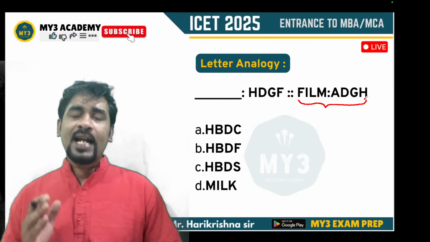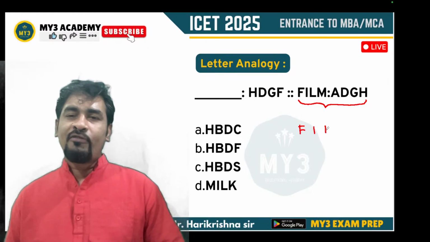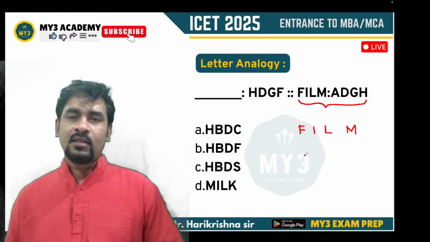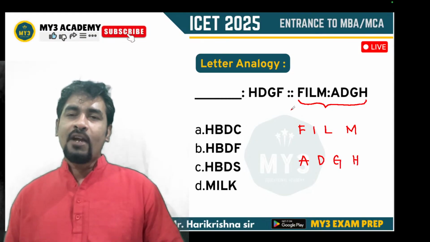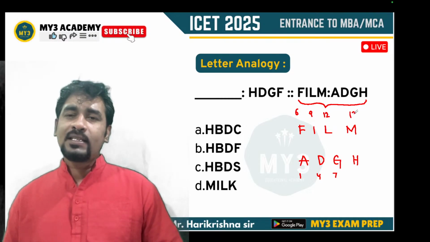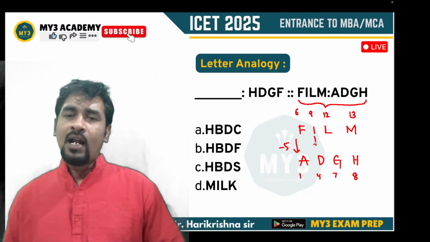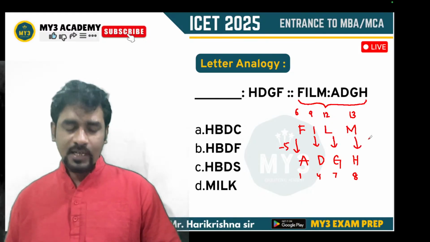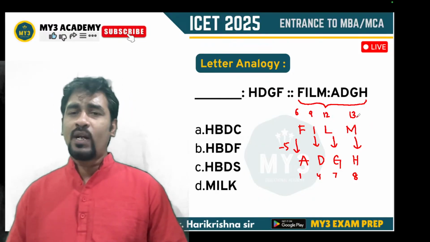So let's understand the logic behind this reference pair. They gave FILM is coded as ADGH. What is the reason? F is 6, A is 1, I is 9, D is 4, L is 12, G is 7, M is 13, H is 8. What is happening? So 6 minus 5, 9 minus 5, 12 minus 5, 13 minus 5. Every alphabet is decreased by 5. Right? That is what is happening.